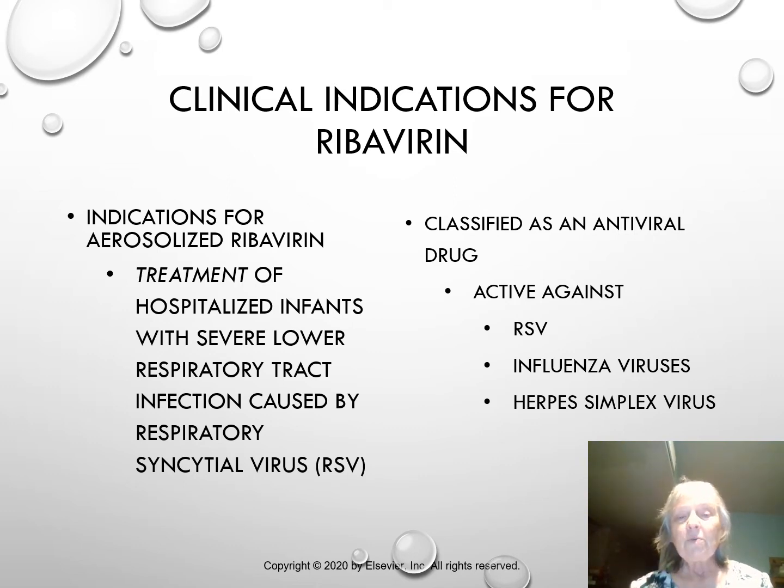But here, we're going to talk about those infants who have RSV. It's an antiviral, okay? Pentamidine used to be called antiprotozoan. Now they're changing it a little bit as far as that goes. But as far as ribavirin or Virazole is concerned, it is an antiviral. It does work against RSV, influenza, and then the herpes simplex virus.